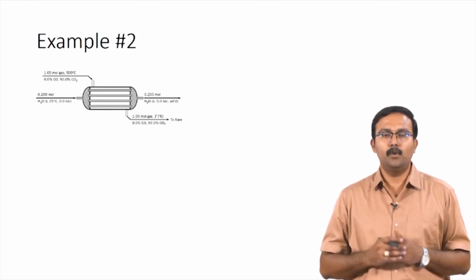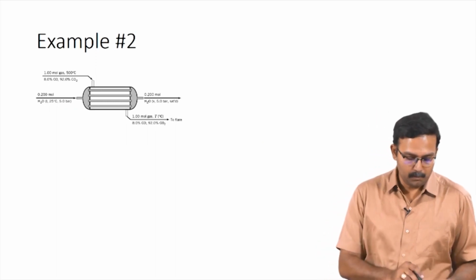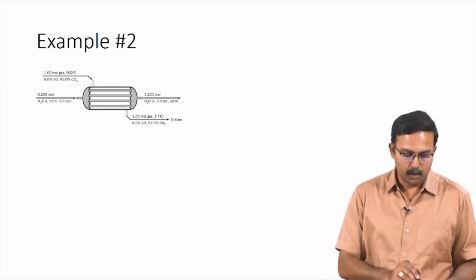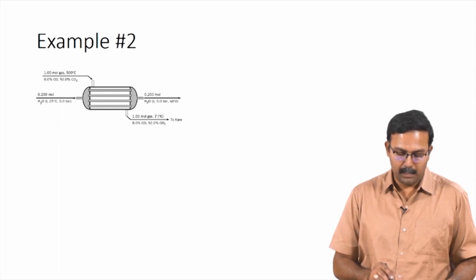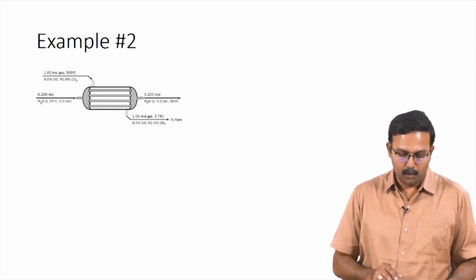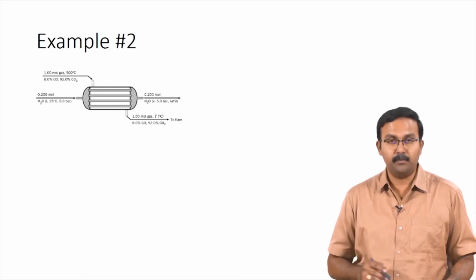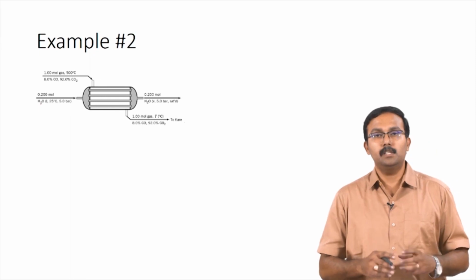So, this is the flow chart which we have. You have 1 mole of carbon monoxide carbon dioxide mixed gas entering, 0.2 moles of water liquid entering. Which means 0.2 moles of water vapor would be leaving, and you have 1 mole of carbon dioxide carbon monoxide mixture leaving to be flared. So, this is the system.